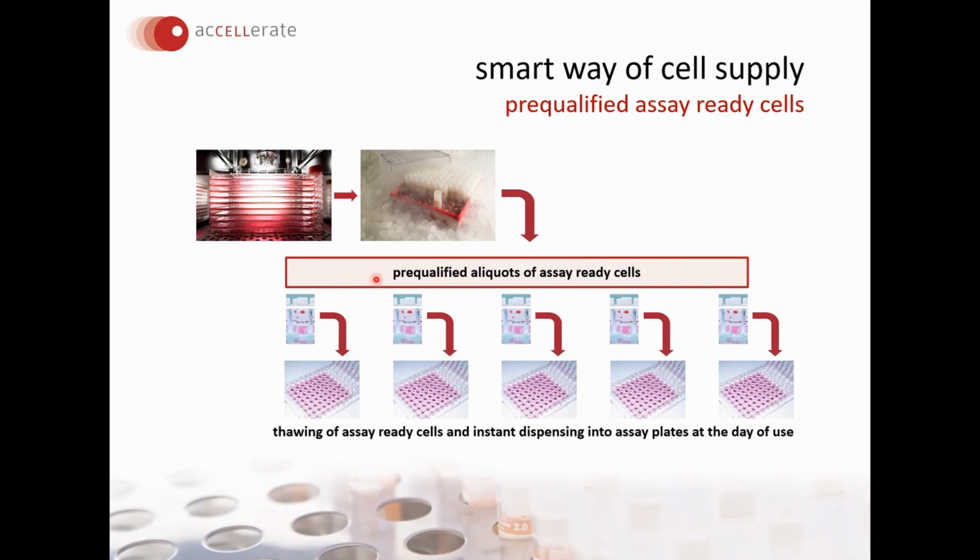You can pre-qualify these aliquots and say, okay, these aliquots are working in my assay. And as long as you store them properly, you can use single aliquots of this cryopreserved assay ready cells, basically like a reagent, thaw them, dispense them into your assay plates, and then you're ready to go. By this approach, all these variabilities you have from cell culture are standardized by this large batch production of the cells and are excluded from, or at least standardized in, your cell-based assay.